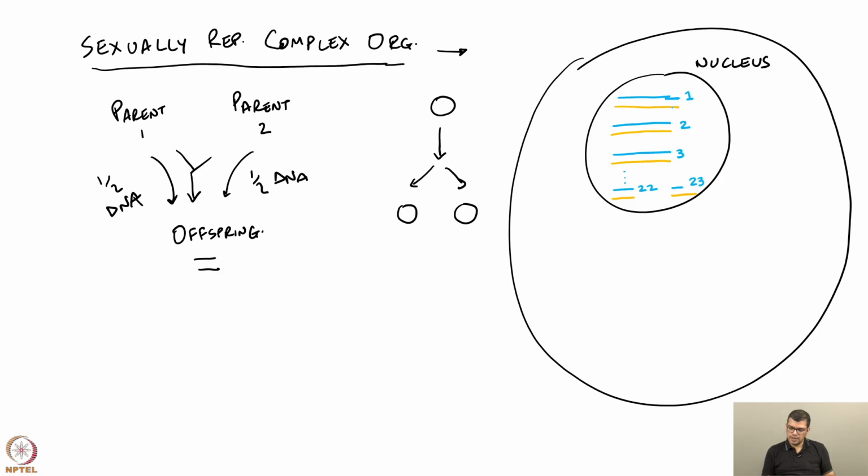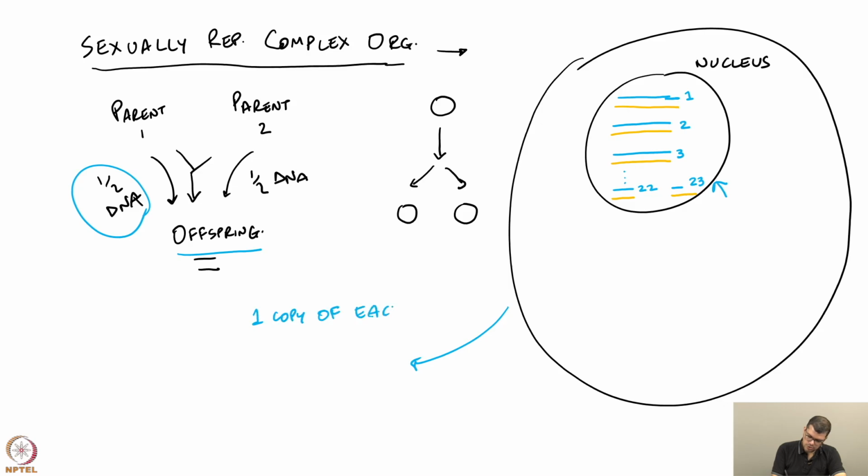So, then the question arises: what do I, as an individual whose DNA is this, pass to my offspring? What is the 50% that I pass through? So, obviously, I pass it through the sperm, and I am going to pass one copy of each of the chromosomes.